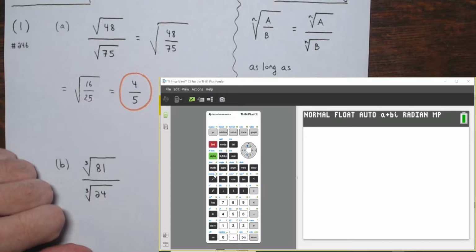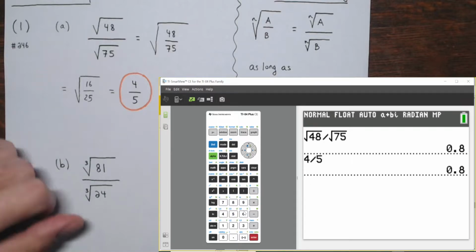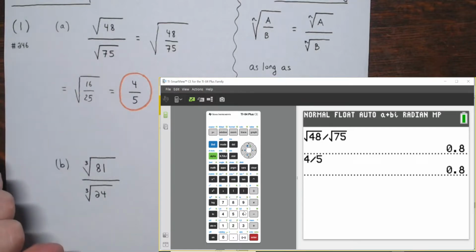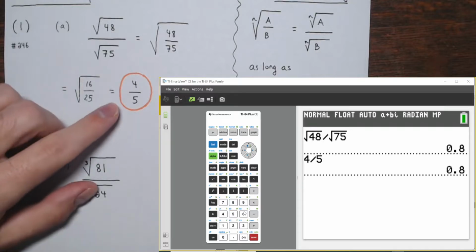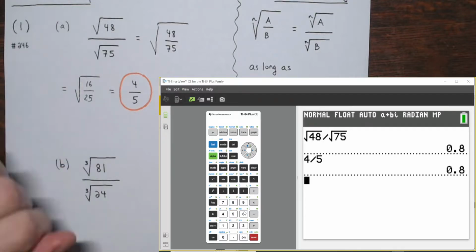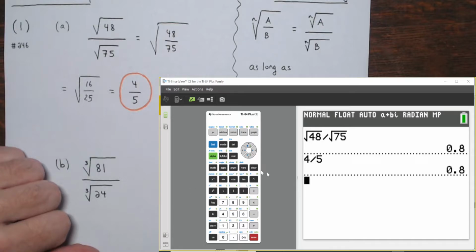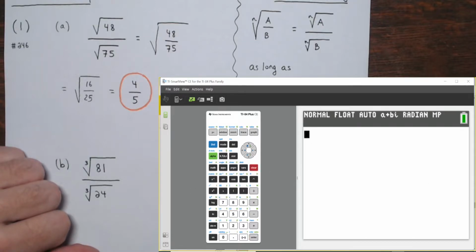So we have this original expression, which was the square root of 48 divided by the square root of 75. And you see 0.8, which is, as I mentioned, 4/5, right? So this is correct. What I have here, 4/5, is the same as the original expression and a totally simplified fraction. Wonderful. All right, so let me clear this and get that out of here.